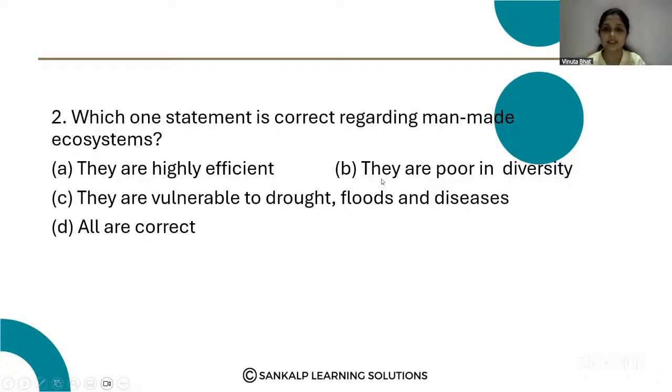So the correct answer is they are poor in diversity. Option B, they are poor in diversity, because in that ecosystem there are very few species that you can identify. Option B is the correct answer.